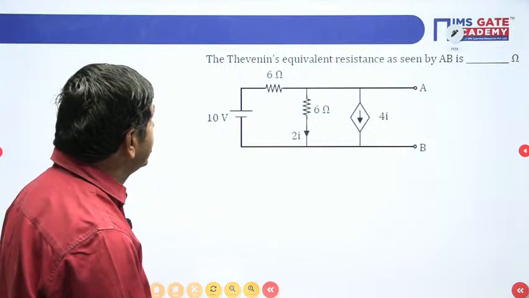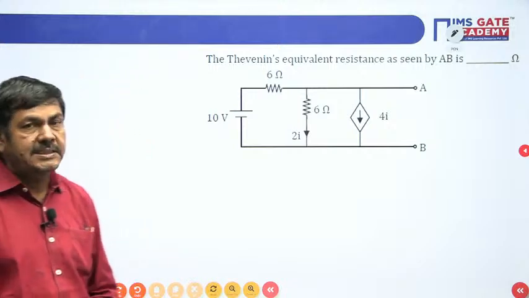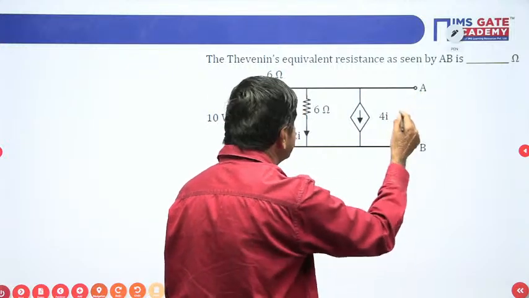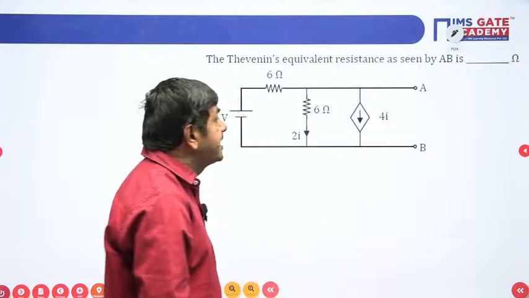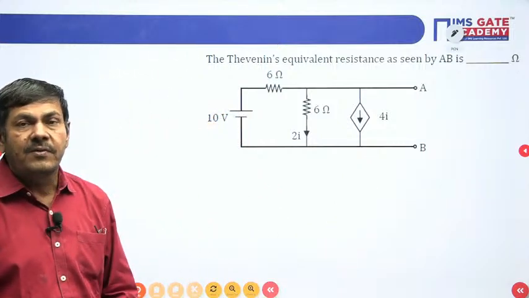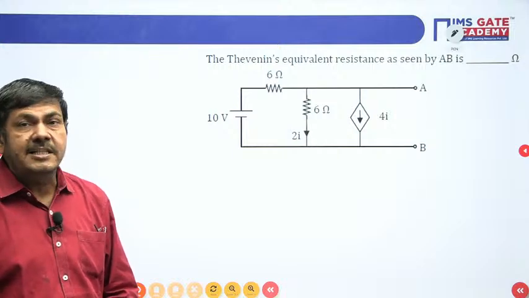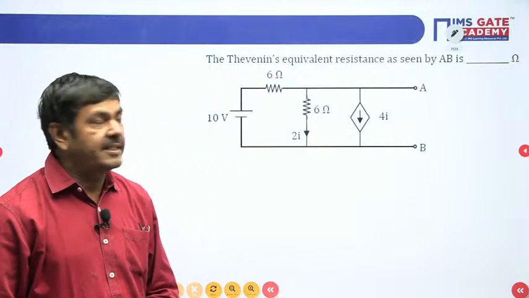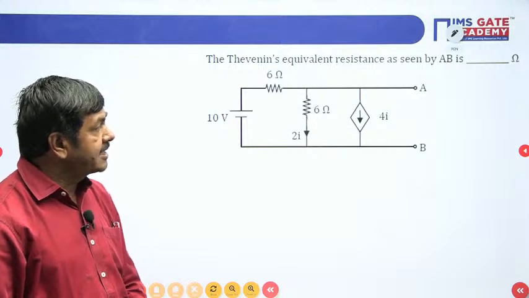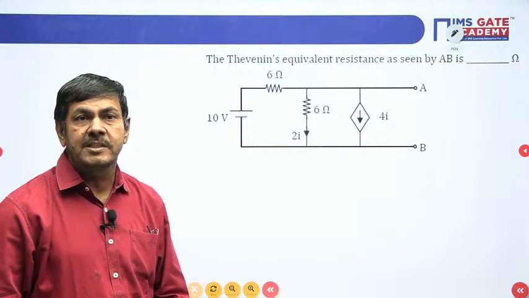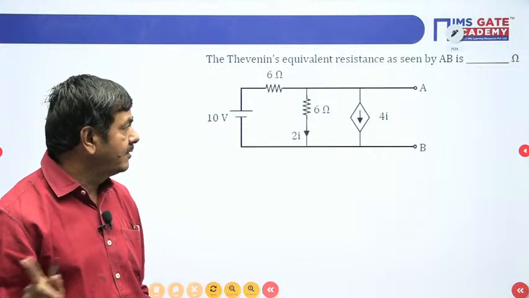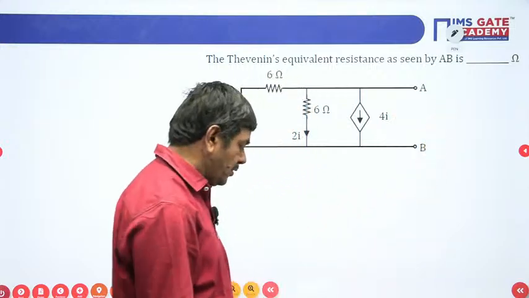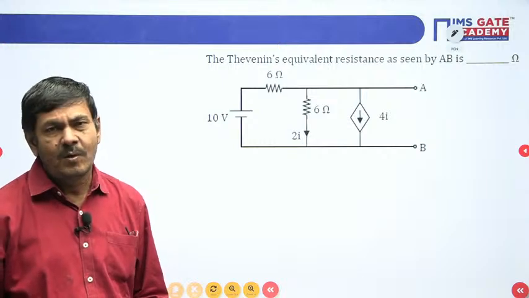The Thévenin's equivalent resistance as seen by AB is dash. When the view is made from these two terminals, what is the Thévenin's equivalent resistance being asked? We need to find the RTH value. The problem is given with independent and dependent sources, both existing here. To find any Thévenin's resistance value, wherever an independent voltage source is given, that must be shorted, you know very well. You short circuit it, and across AB you connect a test source, one voltage source or one current source.